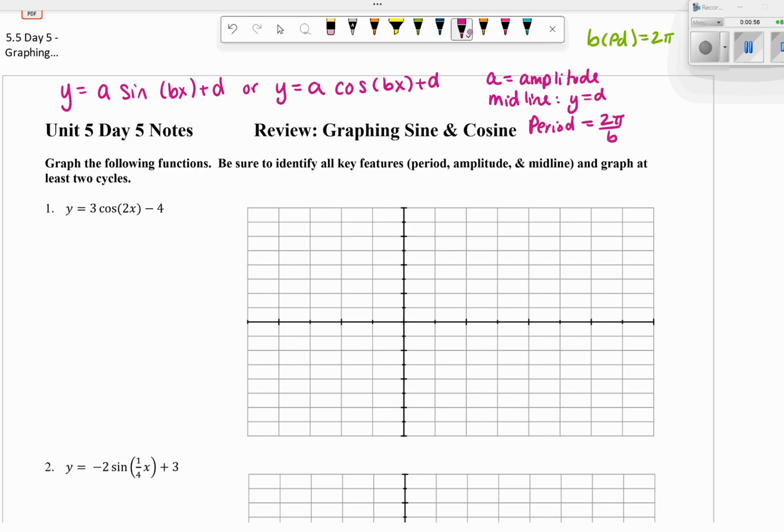And then we have to know how to find the key point, which I always denote as kp. So that's the period, and we divide the period in 4 equal parts. The period divided by 4. So let's go ahead and look at the first one. When we are graphing this, we're going to make sure that we identify all the key features in the graph for at least 2 cycles, so we'll do 3.